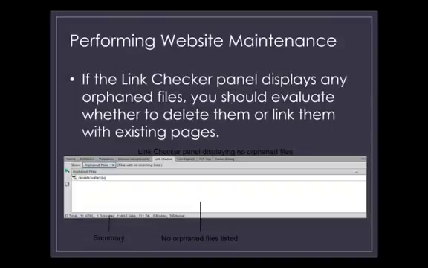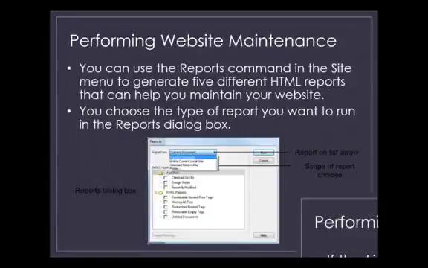You can also use the Reports command in the site menu to generate 5 different kinds of HTML reports that will help you maintain your website. The link checker is just one of these reports. Another one is to specify whether to generate for a current document, the entire current local site, or your selected files on the site. And as you can see here, you can generate workflow reports to see files that have been checked out by others or recently modified files. You can also view the design notes that are attached to these files.